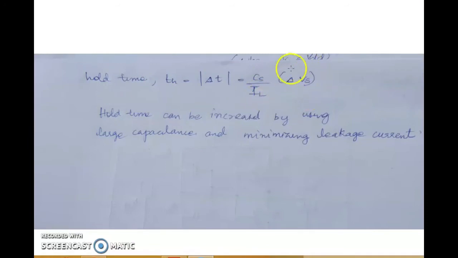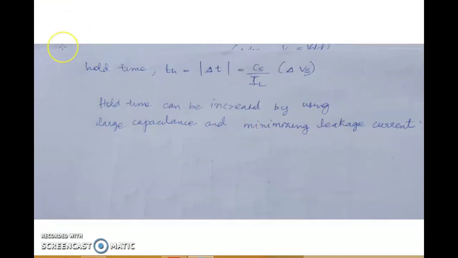So what is this delta Vs? It is the difference between Vmax and V1. V1 is the minimum voltage required for representing logic 1 state. So hold time can be increased by using a large capacitance and minimizing the leakage current. So that's all about the one transistor DRAM cell. We have discussed read operation, write operation and hold operation.